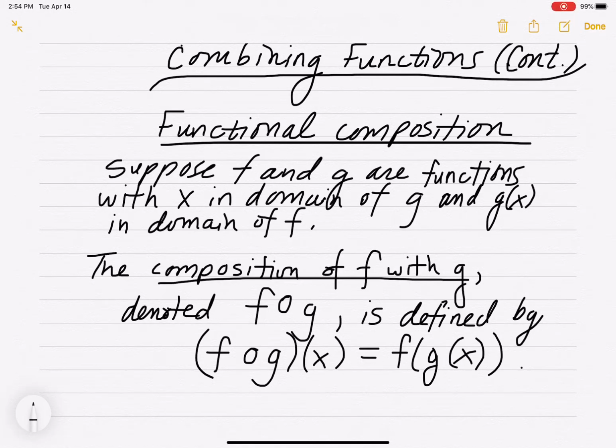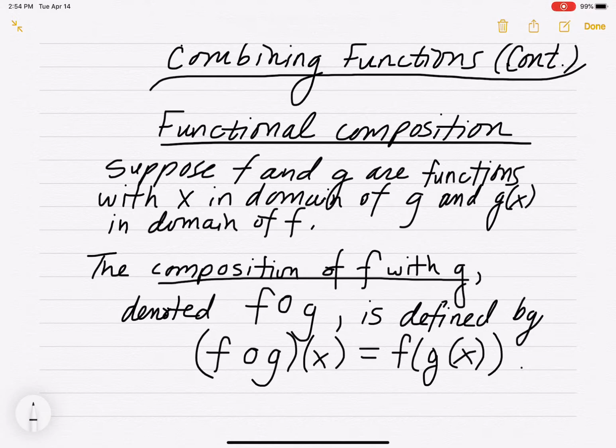So in 2.7, we started looking at ways to combine two functions together. We looked at adding functions together, subtracting functions, multiplying functions, and dividing functions. Those were called the arithmetic combinations of functions. So we want to continue looking at yet one more way to combine functions. This is actually a more unusual way. This one's called functional composition.